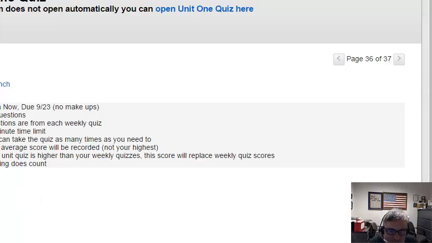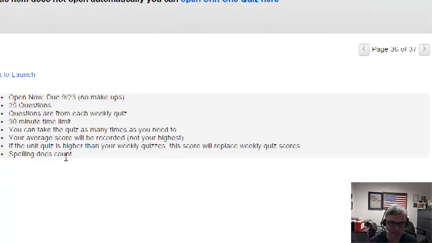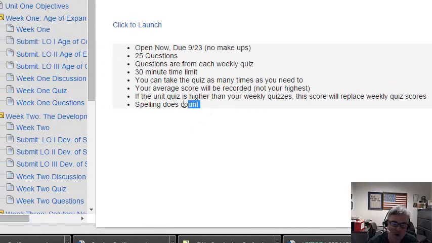Okay, you can take the quiz as many times as you need to, just like the weekly quizzes, but your average score, not your highest score, will be recorded. So keep that in mind. And again, if your unit quiz is higher than your weekly quiz, then the unit quiz score will be applied to your weekly score. It doesn't work in reverse, right?